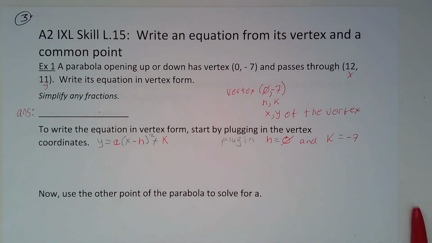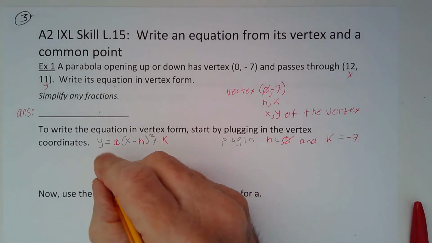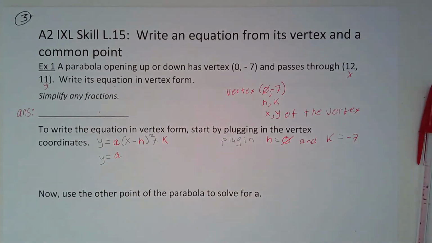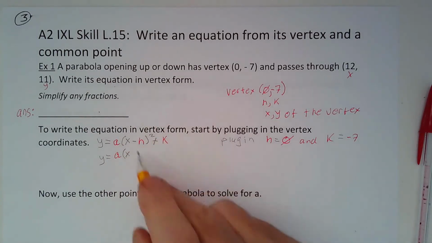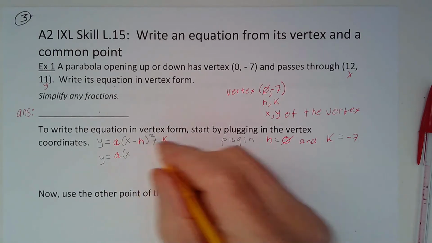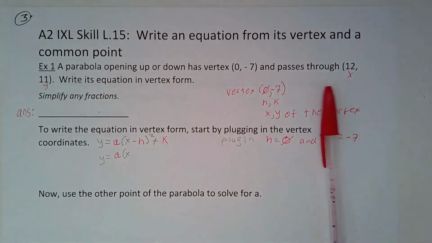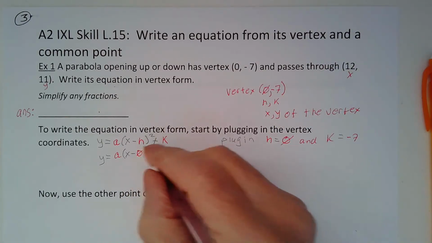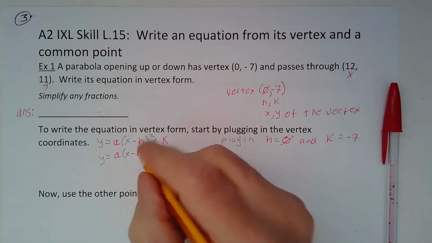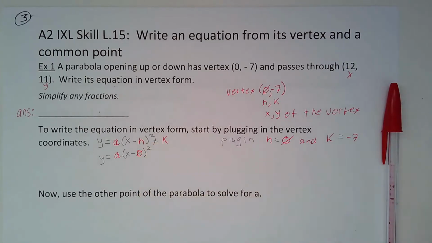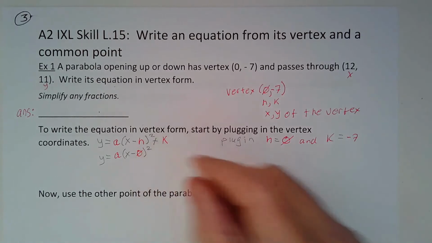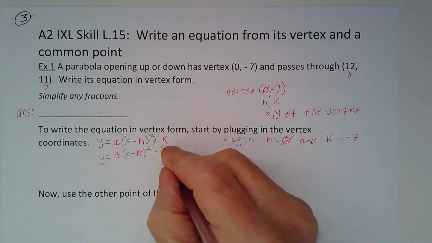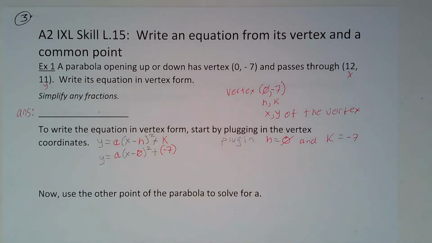We're going to put those in now. So I'll rewrite this as y equals, I'll leave the a alone, but I'll keep it in red. And that equals x minus, now h is 0, so I have to put a 0 in there. So x minus 0. And remember, when you subtract a 0, it just goes away. You don't do anything more to it. So x minus 0 squared, and then plus, and then we have this -7. So I've got to put that in parentheses. So obviously the sign's going to change there.